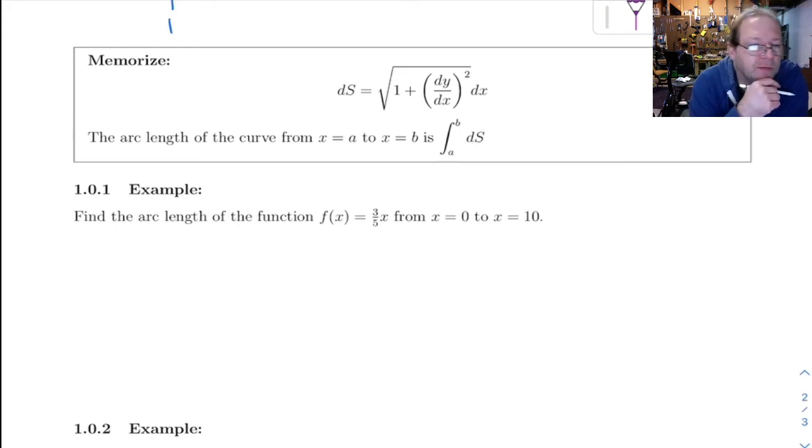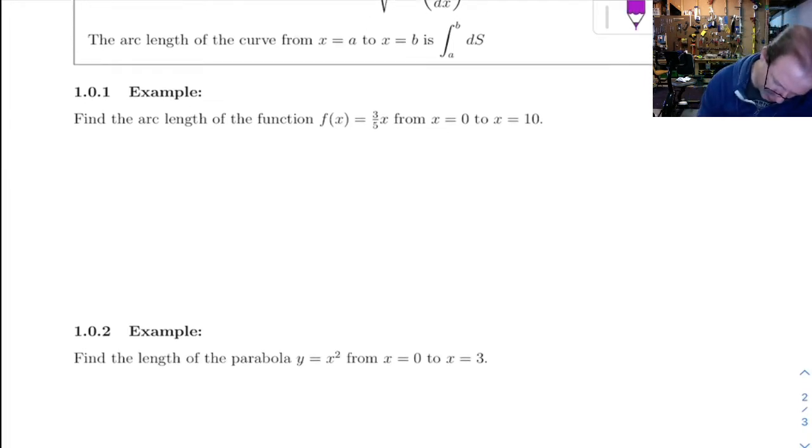All right, this first example says find the arc length of this function from 0 to 10. And this function is just a line, so it's really kind of overkill to use calculus for this. So tell you what, let's figure it out just using the Pythagorean theorem, and then we'll use calculus just to verify that the formula that we've got up here works.